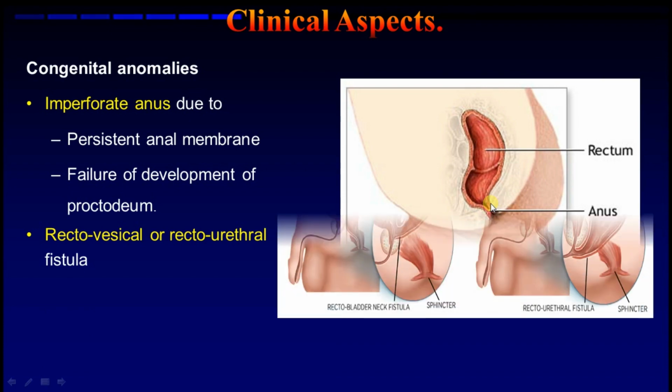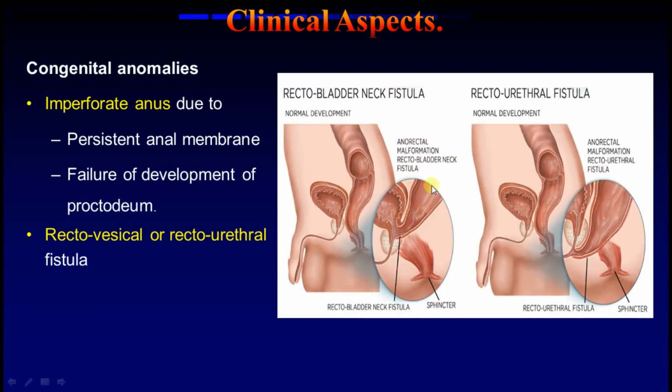Rectovesical or rectourethral fistula. This is normal, but you will see a communication between the rectum and the bladder. Rectovesical fistula, or rectourethral, as sometimes it might open into the urethra. That is called a rectourethral fistula. Most commonly, when the urorectal septum divides, sometimes instead of coming down and dividing completely, it might bend forwards. Then what happens? A communication is established between the anal canal and the urinary bladder.